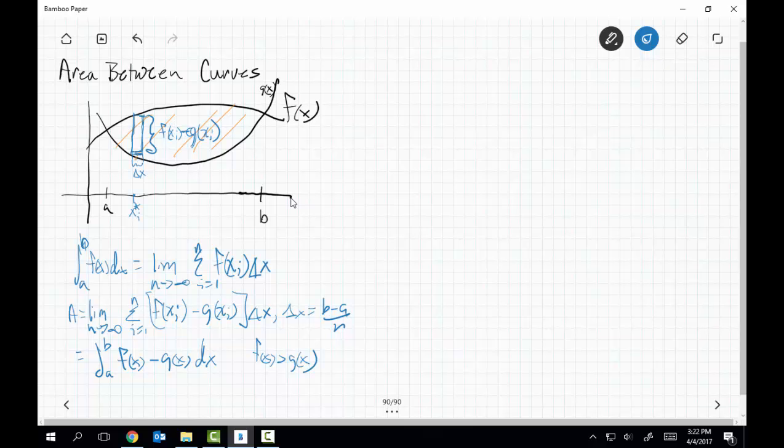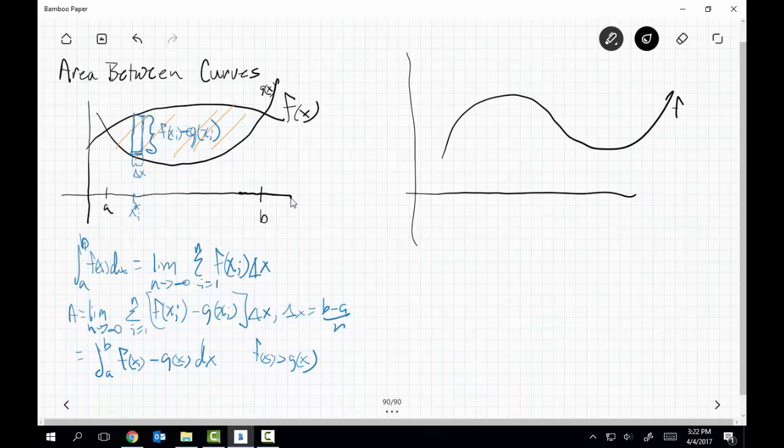So let's say that I had a function, let's go back here, build myself a function, that instead looks something like this. This is going to be f of x, and this guy's going to be g of x. Then I'm going to call this a, I'm going to call this b, and way out here, I'm going to call this c. Now what would I do? Well, again, I've got a slice of action here. The top curve is f, so for some x sub i, this is going to be f of x sub i minus g of x sub i. That's going to be that height.